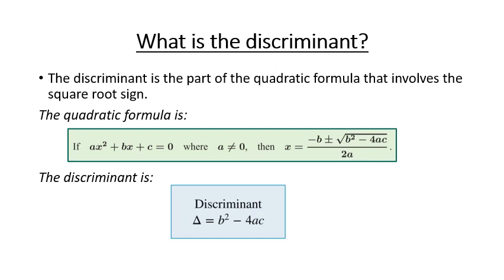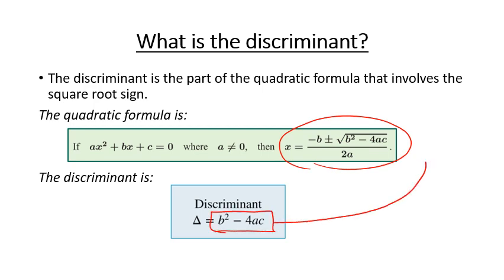Okay, this video tutorial looks at the mathematical strand of number, and more specifically, we're going to focus our understanding on the discriminant. So what is the discriminant? Well, essentially, it's part of the quadratic formula that involves the square root sign. You can see here we've got the quadratic formula, and the discriminant is just the piece that goes under the square root sign. All right, and we can use this to determine different things.